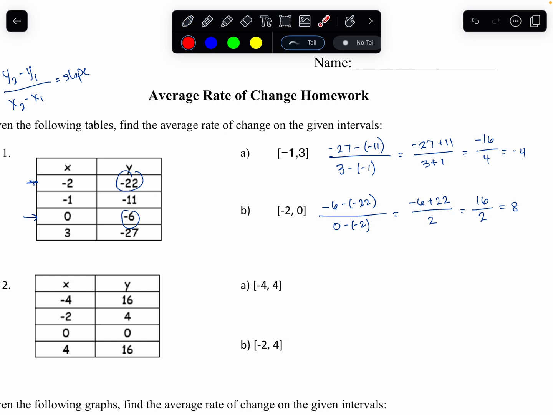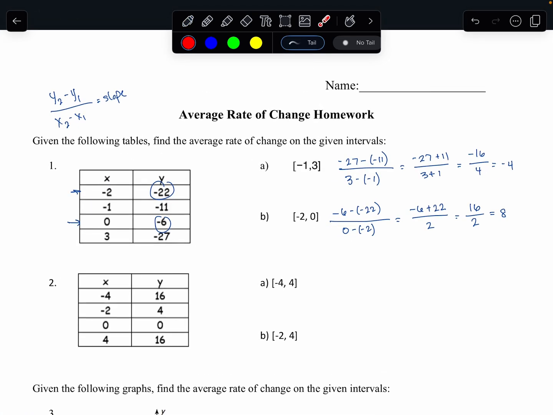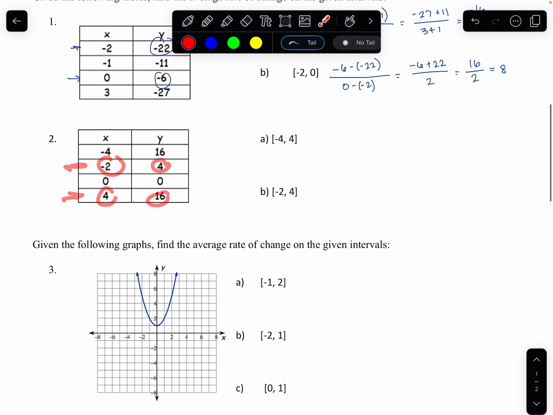Okay. You'll do the same thing in this case right here. So the first interval is -4 to 4. So 16 minus 16 over 4 minus -4. And then for the next one, that's going to be from -2 to 4. So 16 minus 4 over 4 minus -2. And then you'll find it out.